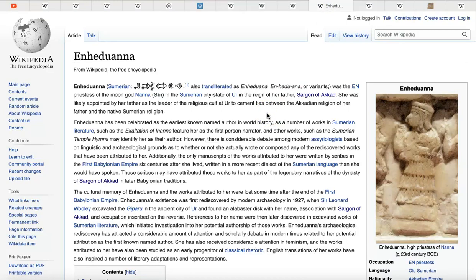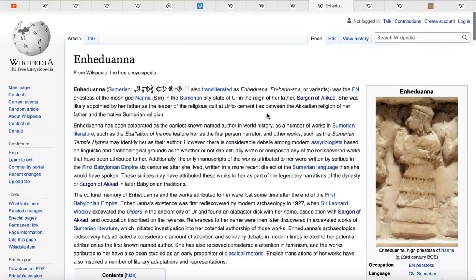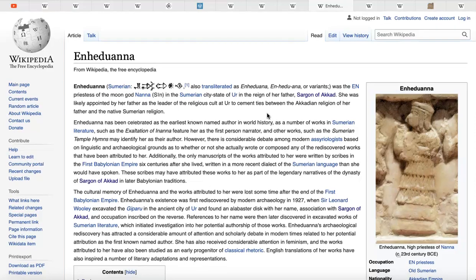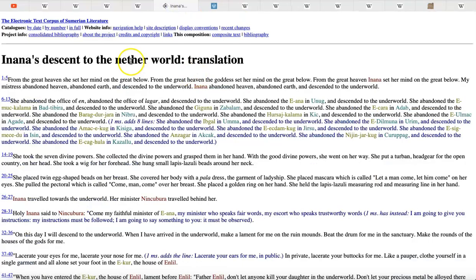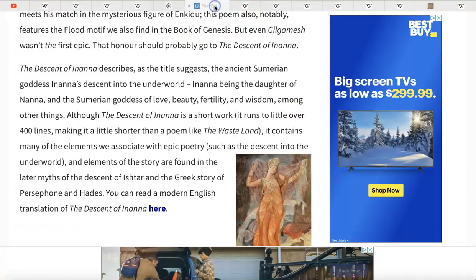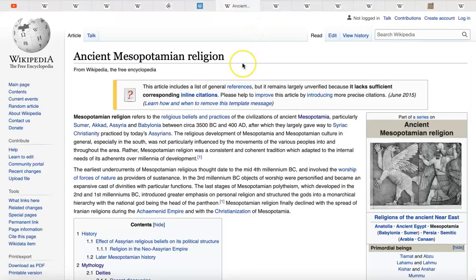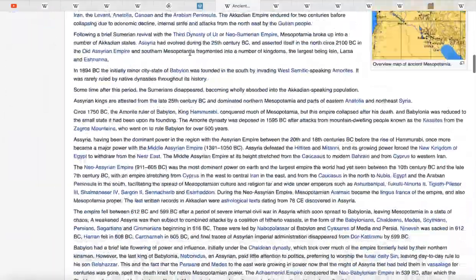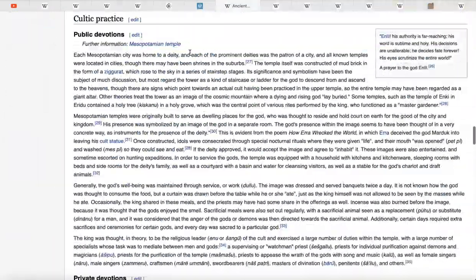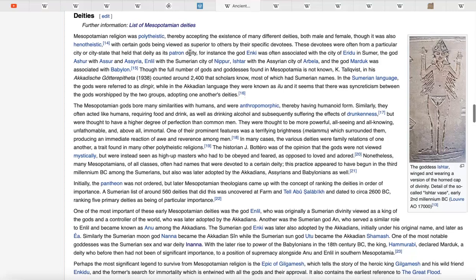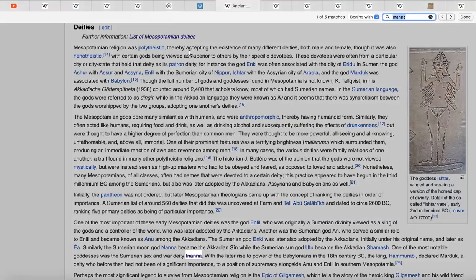So she wrote this thing, the tale of Inanna's descent into the underworld or netherworld. Oh, and we have this as well. I'm going to link to this, and I'm going to link to this too, ancient Mesopotamian religion. I'm showing this to you because we have this here, right? I do control F. There she is.